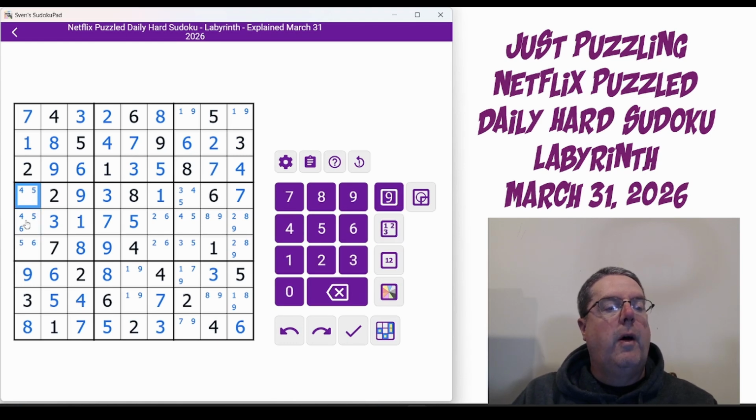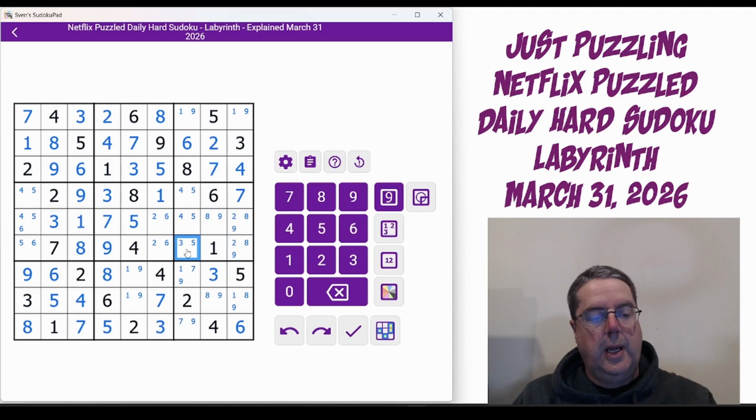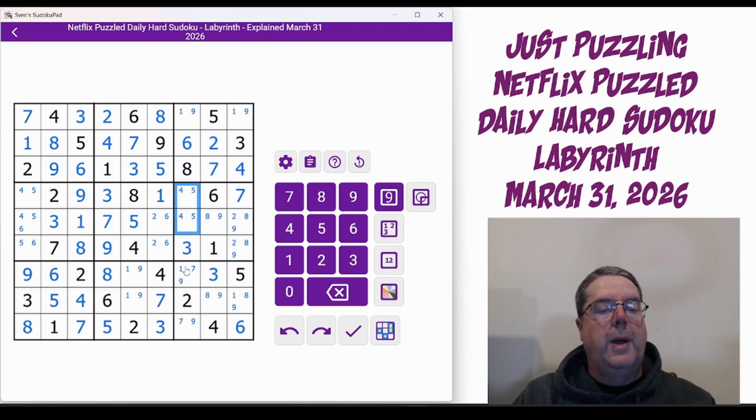So 4, 5, 4, 6, 4, 5, 6. 3 can't be here. So 3 comes out of here. 3 comes across here, 3 comes across here, up here, and down here. So this is a 3 here. Makes sense because that's a 4, 5 pair there.